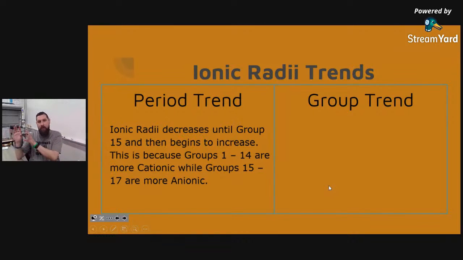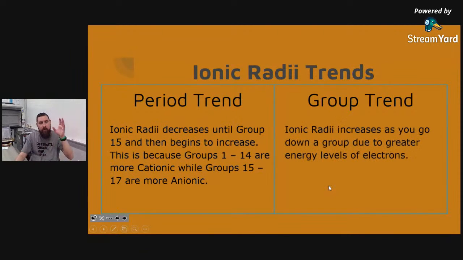So what you get for the period trend is a decrease through your metals that are forming cations, and then at group 15, a sudden increase in radius, because now I'm dealing with nonmetals that gain electrons, and then a decrease again. For group trend, all the way down, we see ionic radius increasing because you've got greater energy levels of electrons.